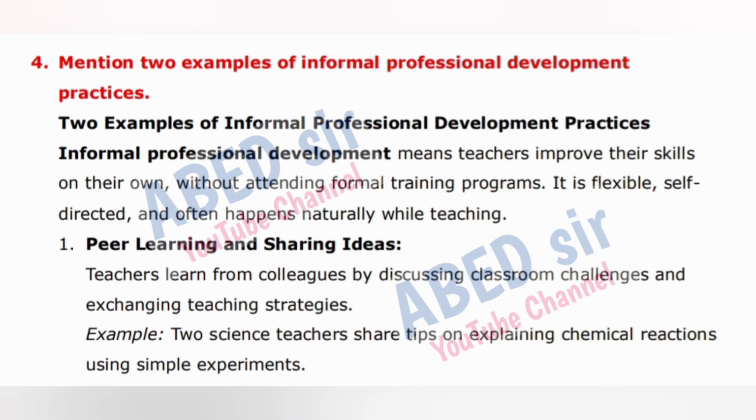2 examples of informal professional development practices. Informal professional development means teachers improve their skills on their own without attending formal training programs. It is flexible, self-directed, and often happens naturally while teaching. 1. Peer learning and sharing ideas. Teachers learn from colleagues by discussing classroom challenges and exchanging teaching strategies. Example, 2 science teachers share tips on explaining chemical reactions using simple experiments.